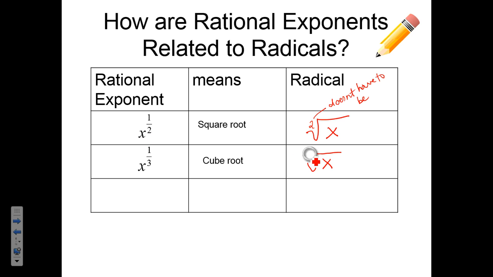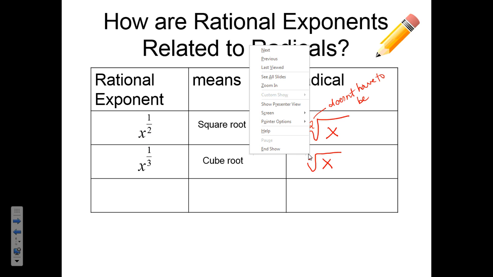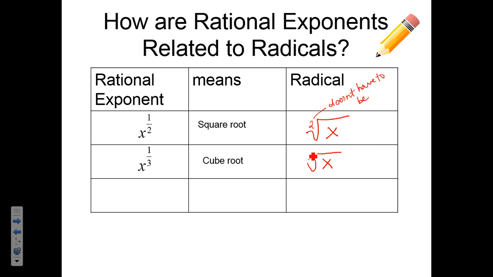And the 3, sorry, my board is being temperamental today. My index would be the 3. So this would be called a cube root. If I had x to the 1/4, that would be a 4th root. And how I would write that is I would write x as the radicand, because that's my base, and the 4 would be the index that I would put there. Okay, so this is how rational exponents relate to radicals.